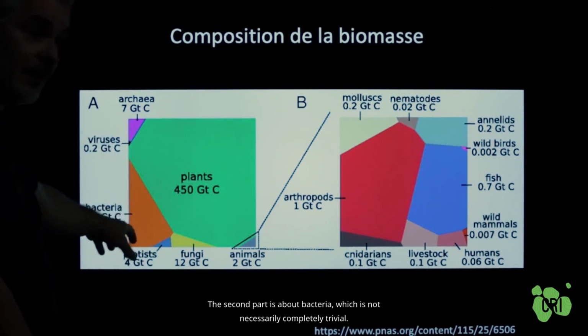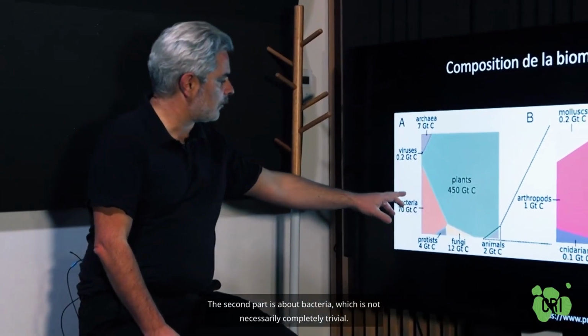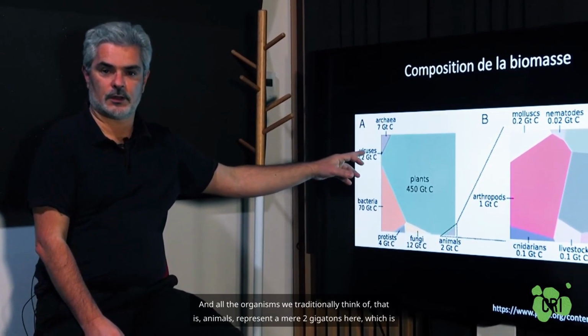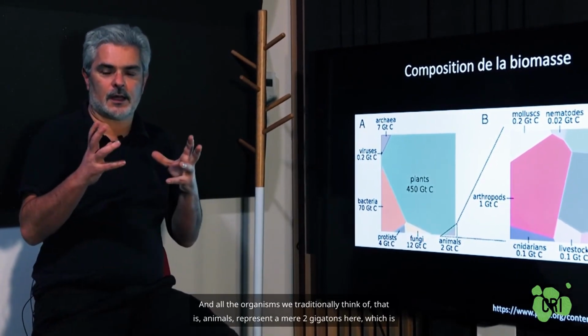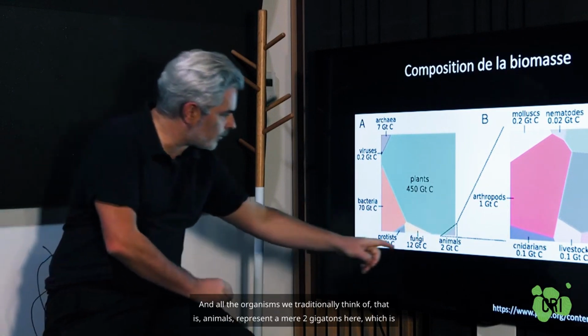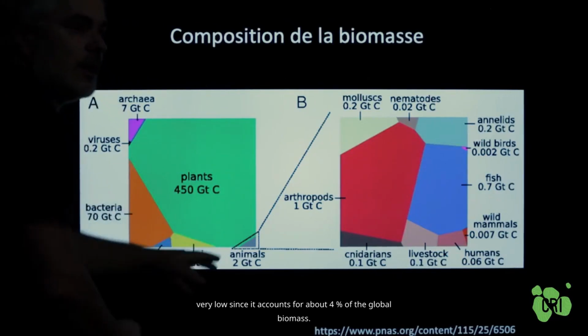The second part is about bacteria, which is not necessarily completely trivial. Then you have fungi and viruses. And all the organisms we traditionally think of, that is animals, represent a mere 2 gigatons here, which is very low since it accounts for about 4% of the global biomass.